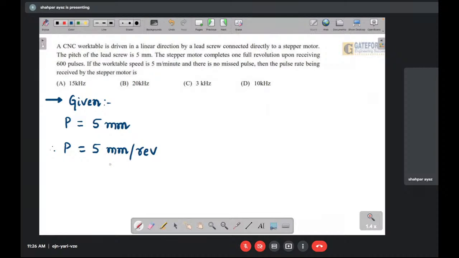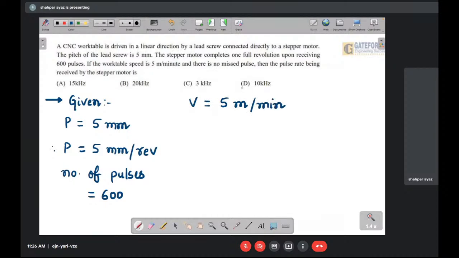Now after pitch, what we have: the stepper motor completes one full revolution upon receiving 1600 pulses. Number of pulses is given to us. This is your 1600. Work table speed V is given to us, that is your 5 meter per minute.